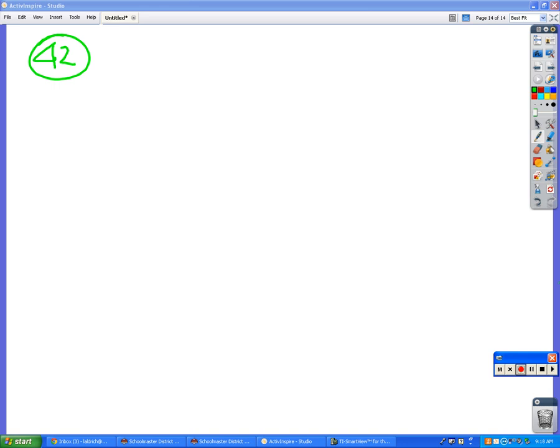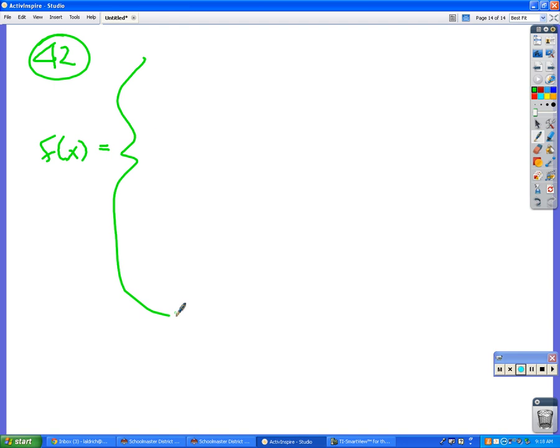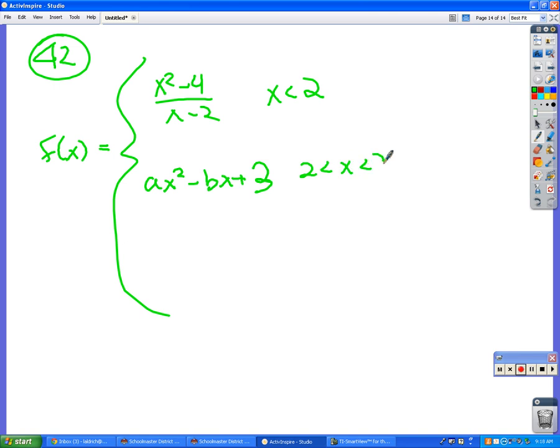So 42. Find the values of A and B that make F continuous everywhere. So it's that if X is less than 2, then it is this. Between 2 and 3.